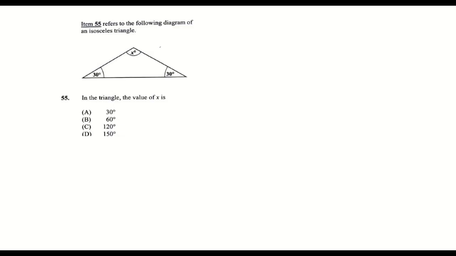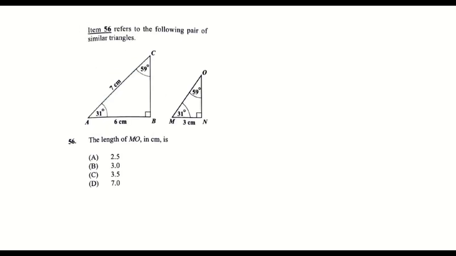In the triangle, what is the x value? So we know that x plus 30 plus 30 is 180. So x plus 60 is equal to 180. So x would be 180 minus 60, which is equal to 120. So the answer would be C. Next, 54, the length of MO. This is a repeated question. It is 3.5.